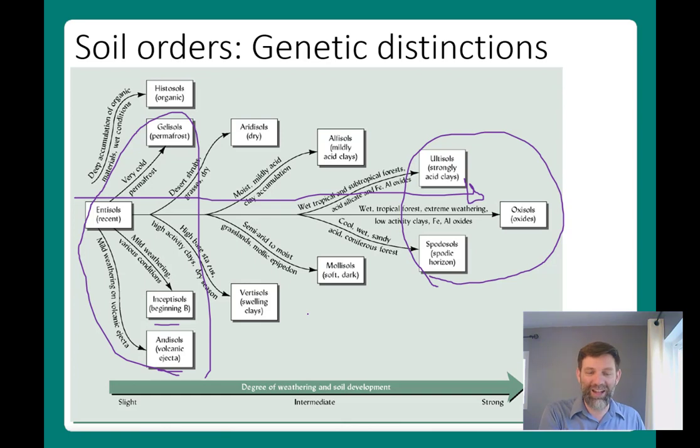If you start with an entisol and weather it a little bit, you might get to an inceptisol. And if you keep weathering and leaching and accumulating clay, that could become an alfisol. And if you keep weathering that and leaching out nutrients, that could become an ultisol. And give it a couple 100,000 years of strong leaching, that could make it to an oxisol. So there are paths that these soils can follow in their development.